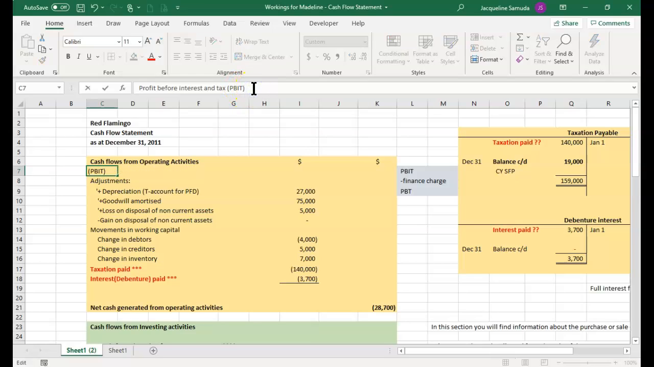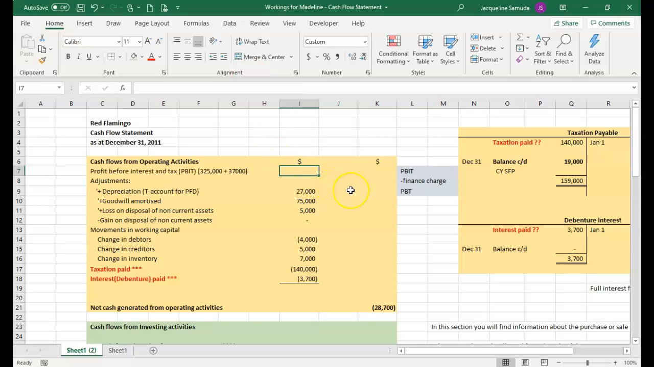So to get to PBIT, what we have to do is to add the interest, the debenture interest of $3,700 to arrive back at the PBIT. So we're going to start with the $325,000, which was a profit before tax, and add the interest. We are reversing. We're going from here to here. So if we're reversing, we're going to have to change the sign and add. We're going to put 3,700. Good.